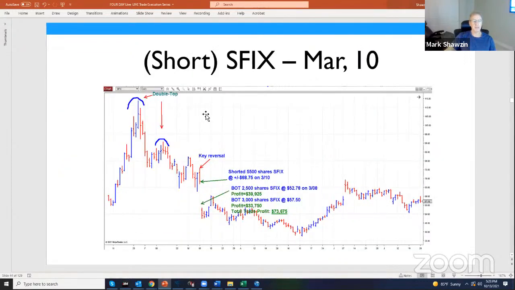Same thing with Stitch Fix, SFIX. I remember this trade, even though it was a while ago. Again, I was looking at the patterns. I saw the double top. Here was the key reversal. So right on the close, I bet that reversal, that pattern, that the stock was going to head lower after earnings. I shorted 5,500 shares at $68.75, and bagged about $73,000 when this thing opened, $25 lower.